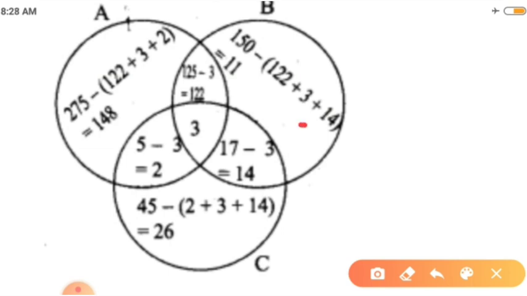Both A and B newspaper buyers 170, 125 minus 3 is equal to 122. Next, B and C newspaper only is equal to 17 minus 3 is equal to 14. Next, A and C newspapers only 5 minus 3 is equal to 2. Okay, next.